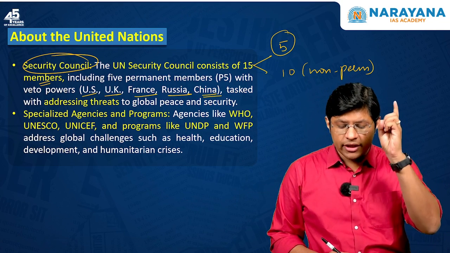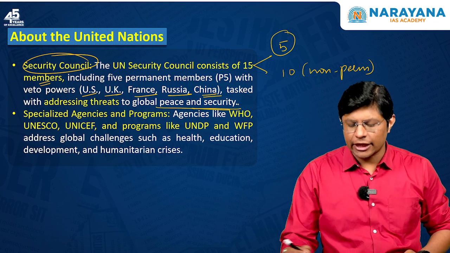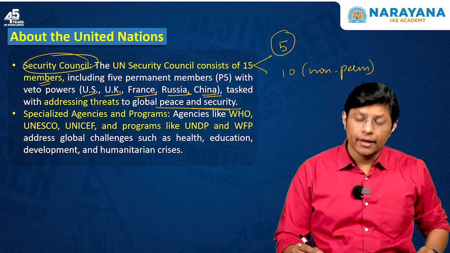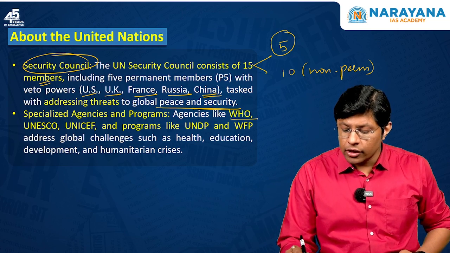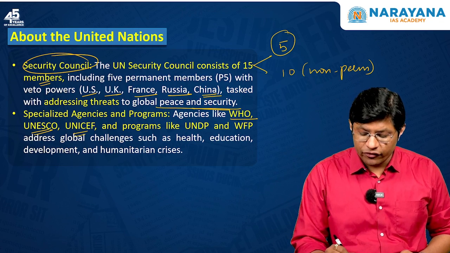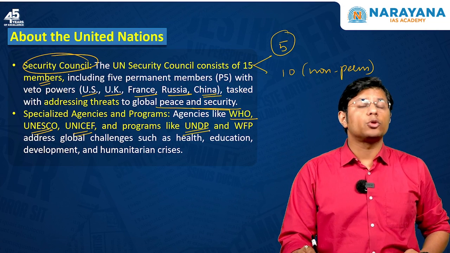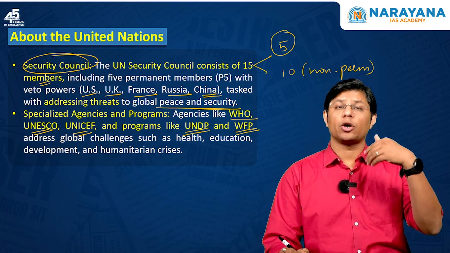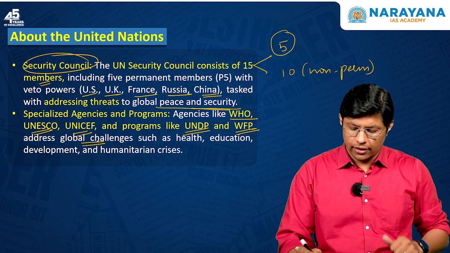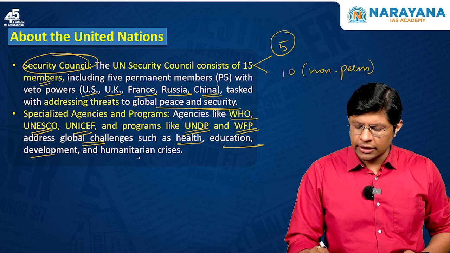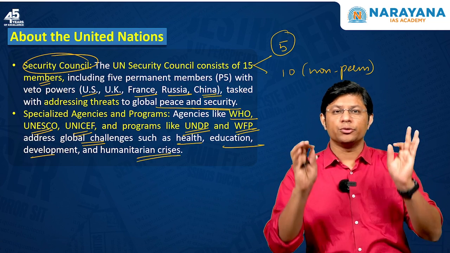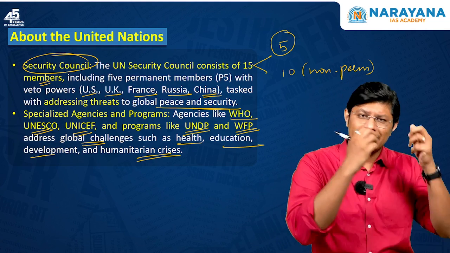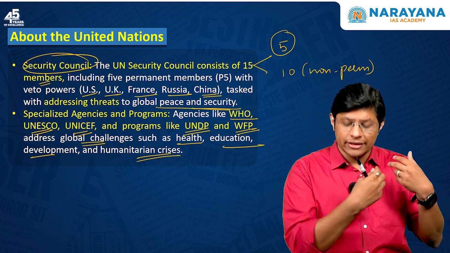The objective of UNSC is to address threats to global peace and security. Their main objective is to ensure there is peace throughout the world. And then the agencies of the United Nations like the World Health Organization, UNESCO, UNICEF, and programs like the United Nations Development Program, the Food Program, right? For these programs and agencies, the objective is to address global challenges like health, education, development, and humanitarian crisis. Which means, in short, the United Nations is a body responsible for addressing all the major challenges that the world is facing, be it terrorism, be it the hunger crisis, be it the humanitarian disasters, etc.